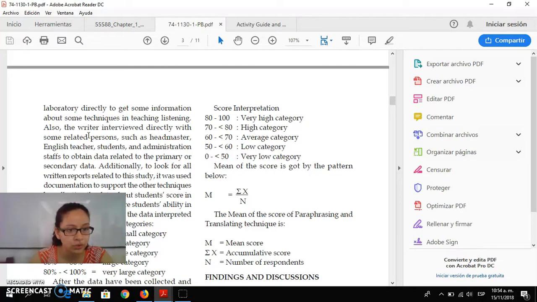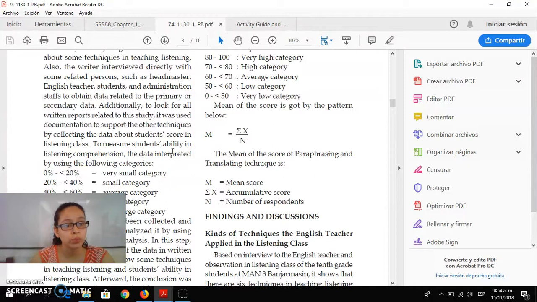And then about interview, the writer mentioned, I quote, the writer interviewed directly with some related persons, such as headmaster, English teacher, students, and administration staff, to obtain data related to the primary or secondary data. And finally, about documentary, the article says, I quote, to look for all writing reports related to this study, it was used documentation to support the other techniques by collecting the data about the students' score in listening class. So those are exactly the principal qualitative techniques of data collection that we know.